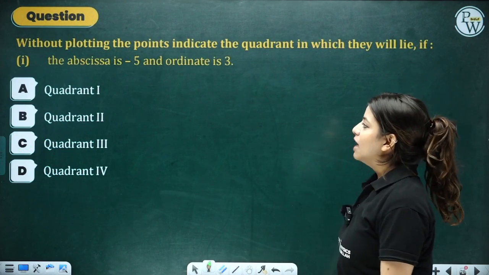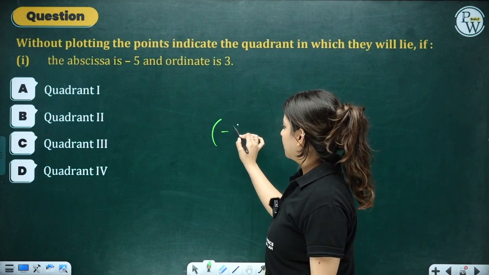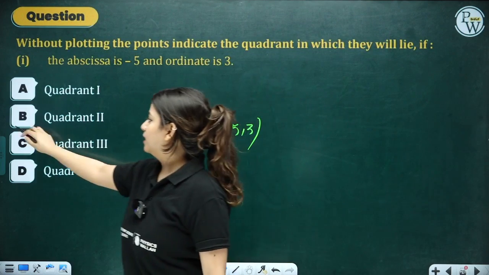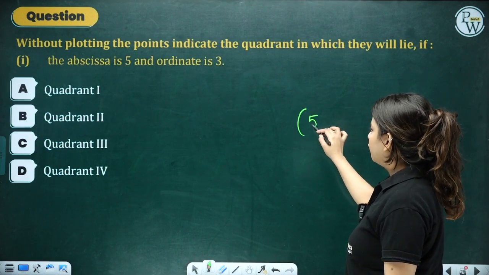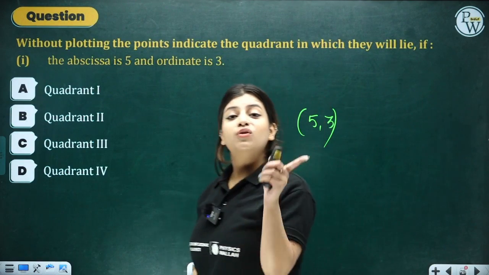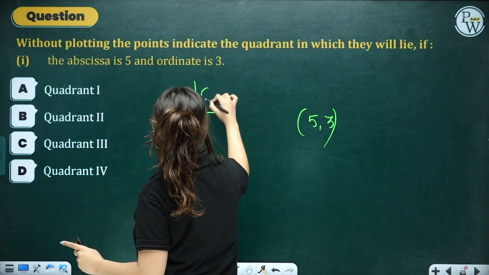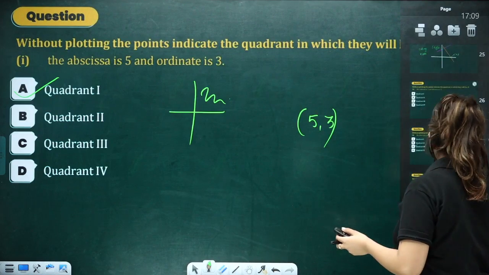The next we have is abscissa is minus 5 and ordinate is 3. That is negative 5 and 3. X is negative, y is positive, again in the second quadrant. Then we have abscissa as 5 and ordinate as 3. Both are positive, right? And when both are positive, they lie in the very first quadrant. I hope this is clear with everyone.